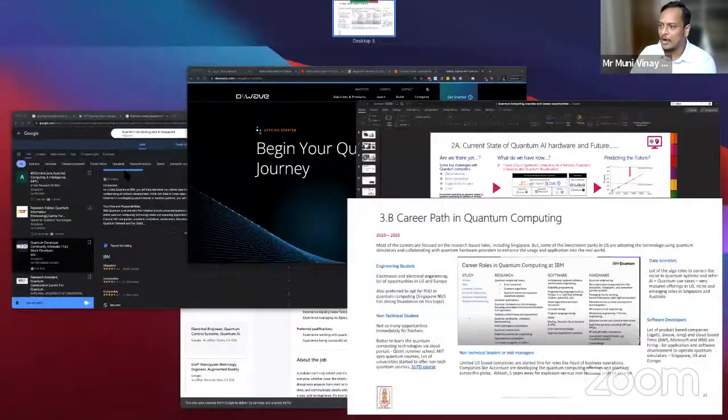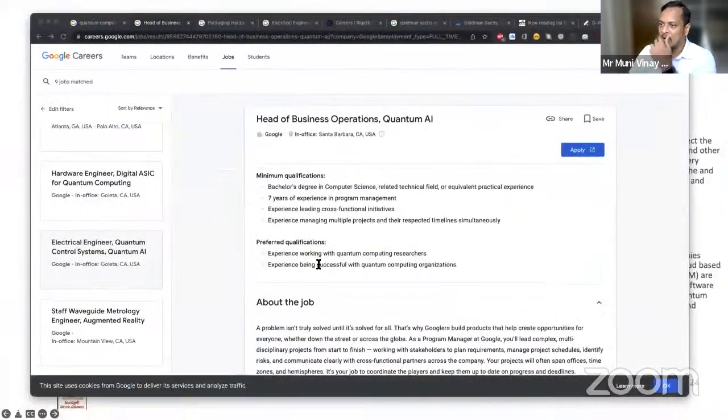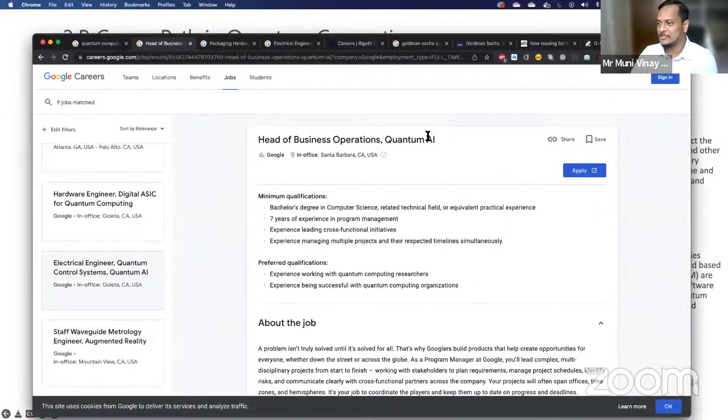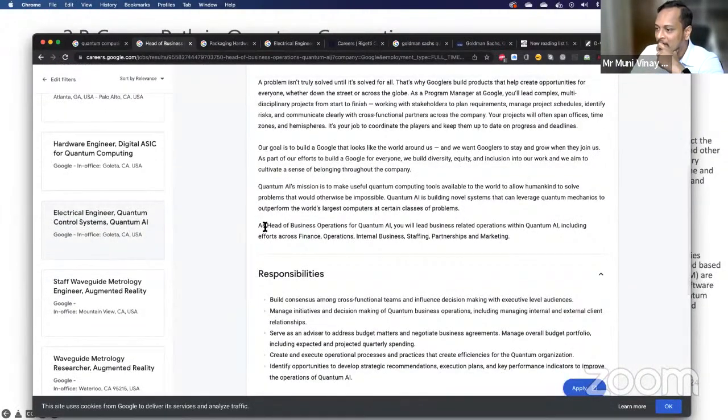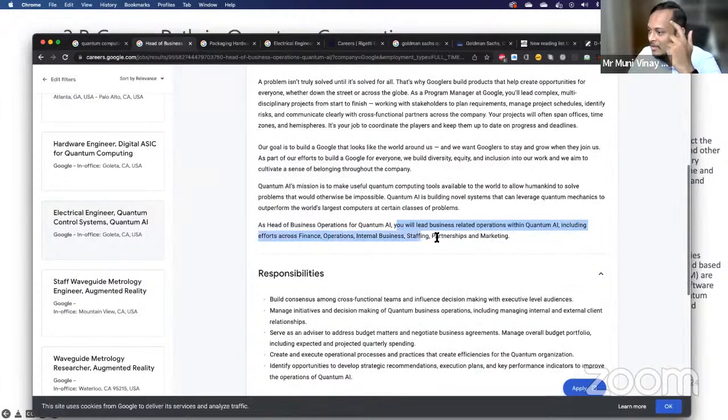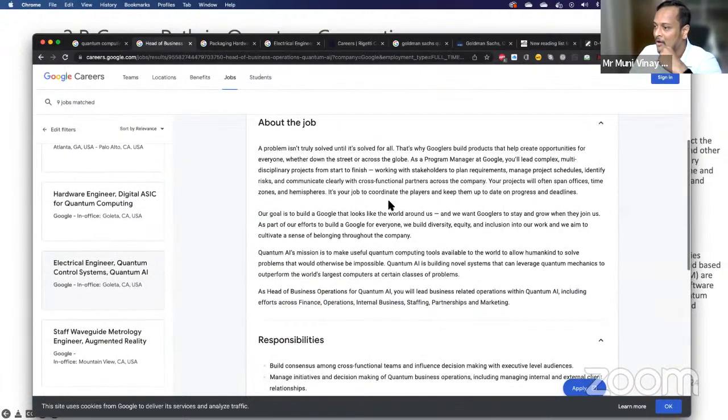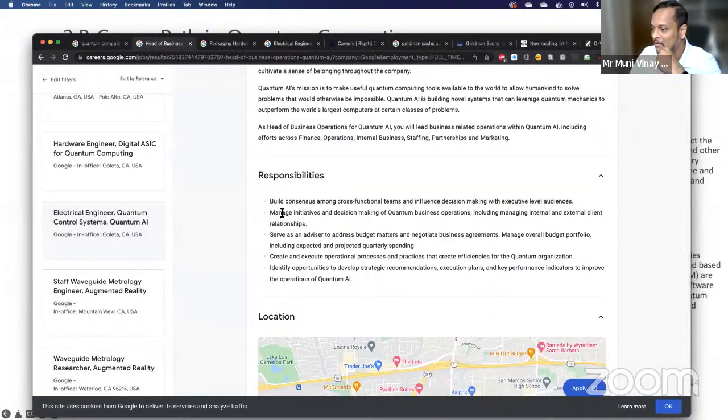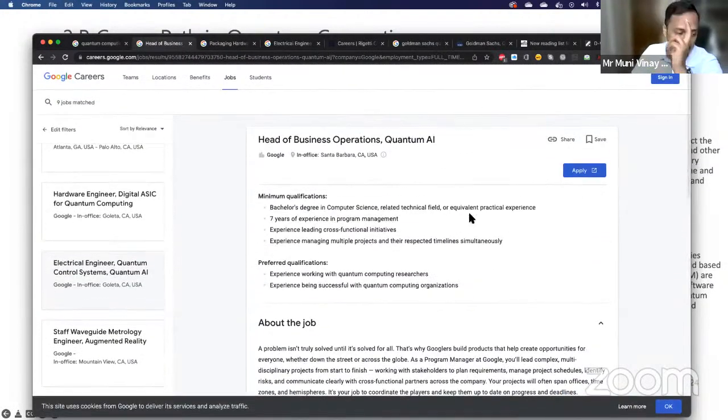And also, to show you how these roles look, for example, Google has some non-technical roles. They call it head of business operations, quantum AI. As head of business operations for quantum AI, you will lead business-related operations with quantum AI. Meaning you collaborate with different vendors outside, operations and partners in marketing. Responsibilities also include managing initiatives and decision-making of quantum business operations. This is pretty similar to the Goldman Sachs Chief Quantum Officer. Ideally, these kinds of roles help you drive quantum and quantum AI across the organization.